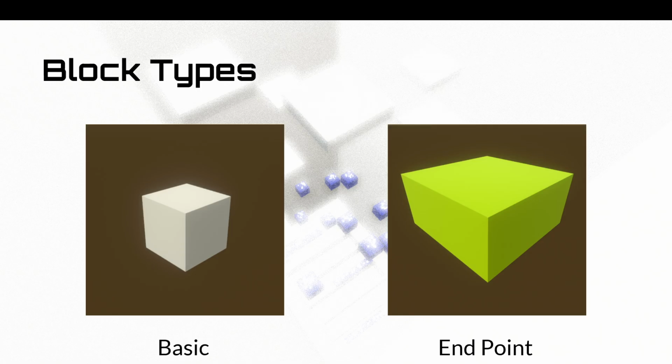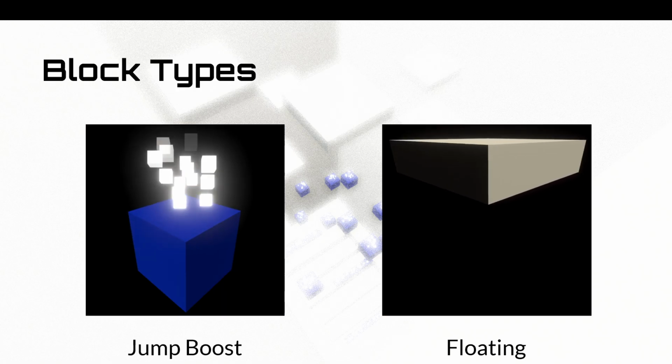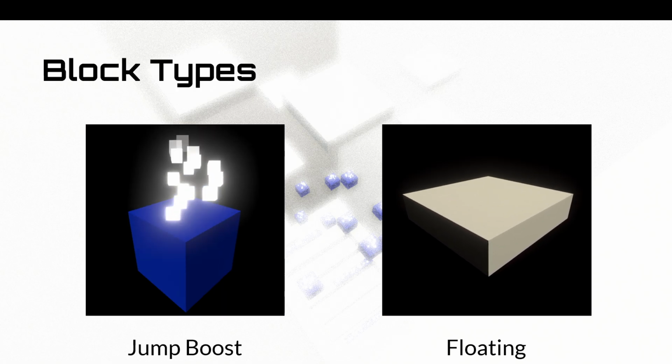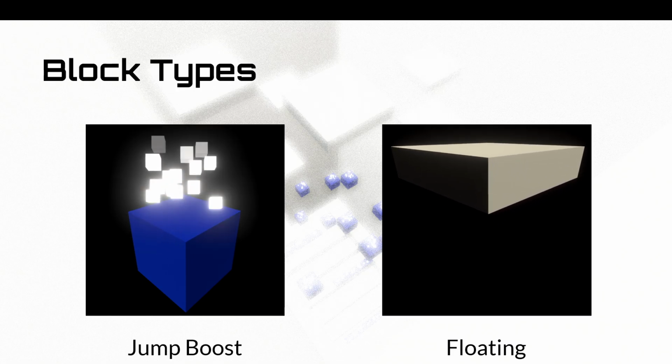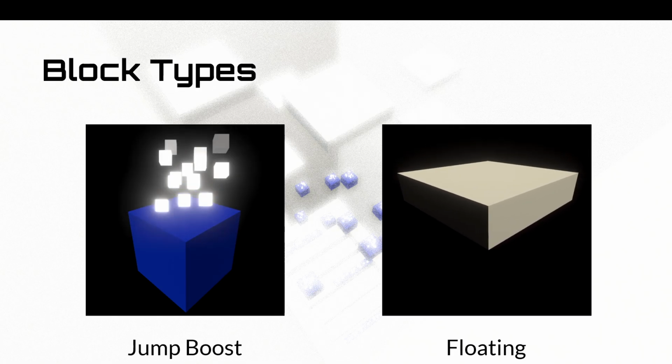Let's take a look at the different block types. The basic one is the pure white blocks with no special effects. The endpoint is a yellow block that transports the player to the next level. The jump boost is a blue block that emits cube-shaped particles. It enhances the player's jump height.